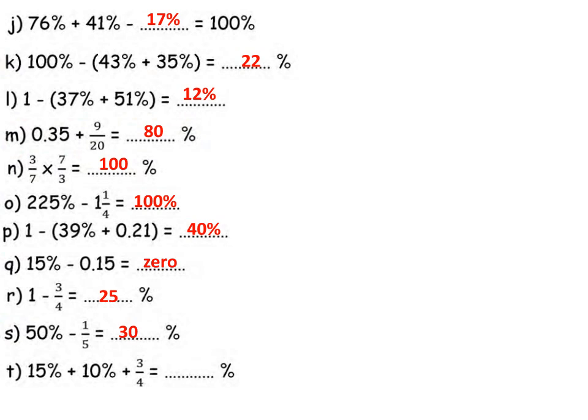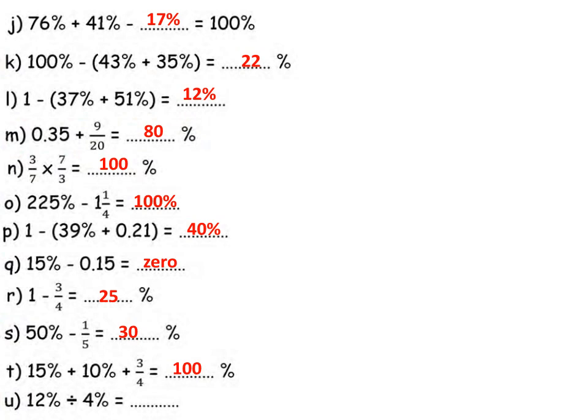Letter T, 15% plus 10% plus 3 over 4 equals percent. Firstly, we will convert 3 over 4. 3 quarters as a percent equals 75%. So 15% plus 10% equals 25%, and 25% plus 75% equals 100%.